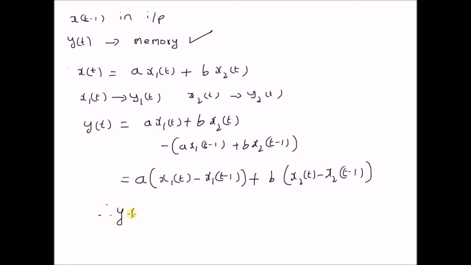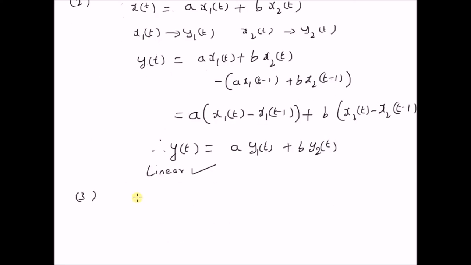Therefore, y of t is equal to a times y1 of t plus b times y2 of t. Clearly, this difference is equal to y1 of t, and this difference is equal to y2 of t. So the total output y of t is actually a linear combination of the corresponding individual outputs. So the system is linear.